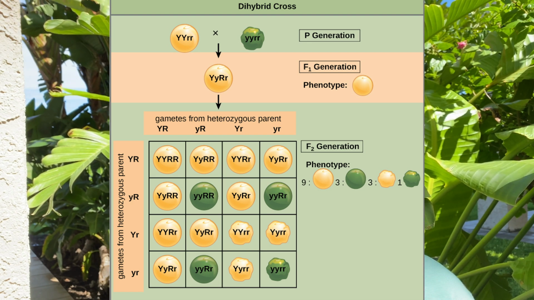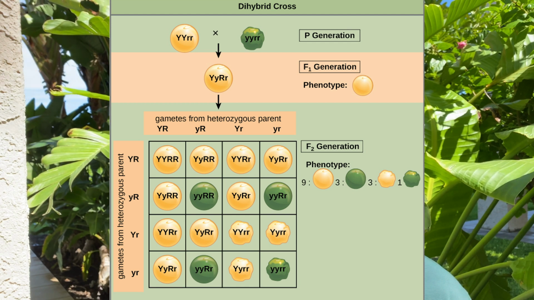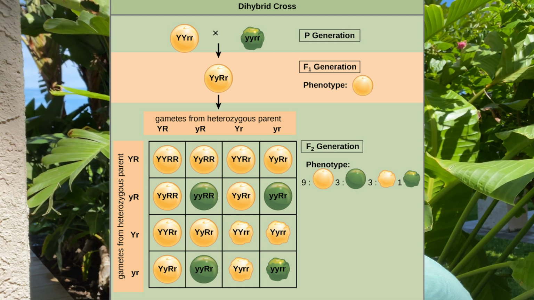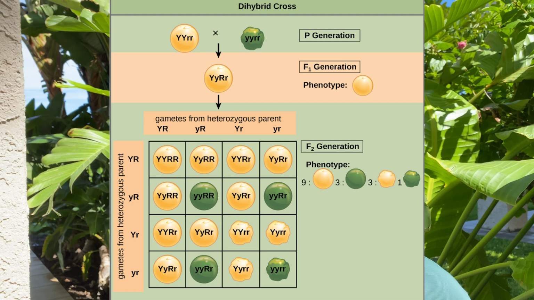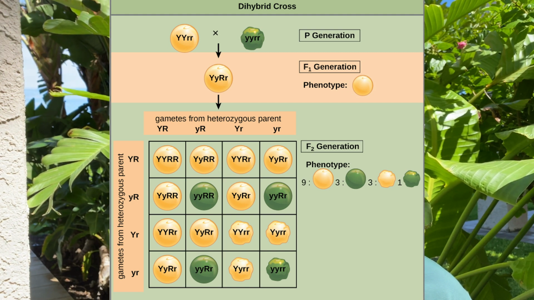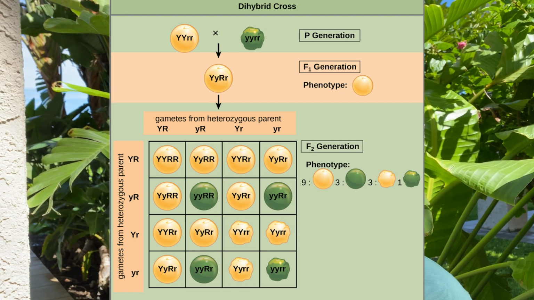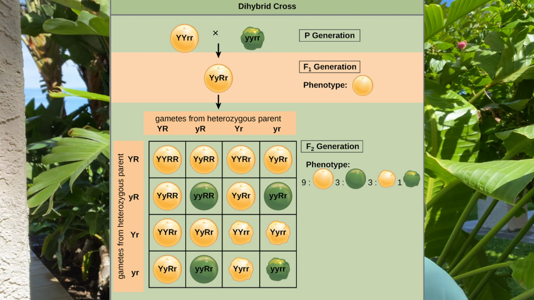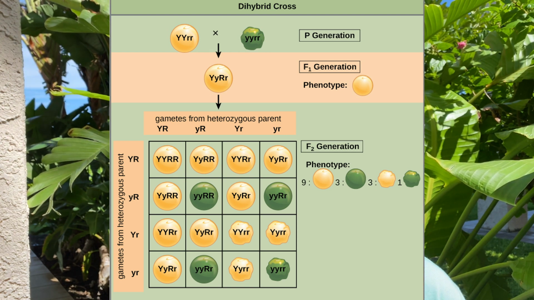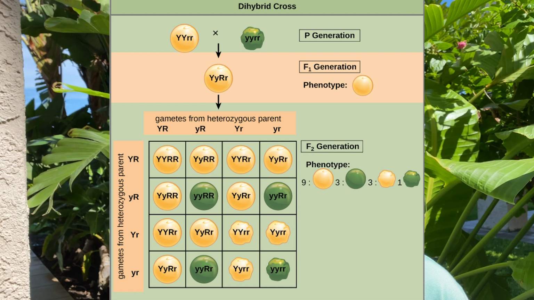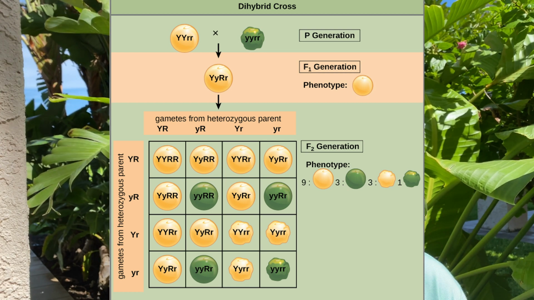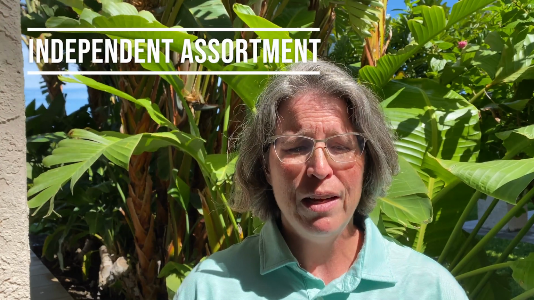3/16 were dominant for one trait but recessive for the other, such as yellow and wrinkled, or green and round. And then 1/16 were recessive for both, thus they were green and wrinkled. From these results, Mendel was able to conclude that the two alleles for each gene segregate independently of one another.